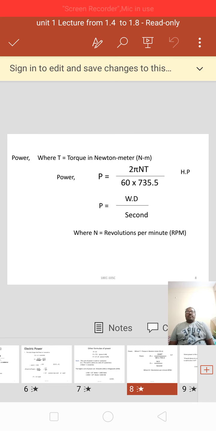Generally we can take revolutions per minute or rotations per minute. For circular objects we take R for rotations. For straight objects we take R for revolutions.